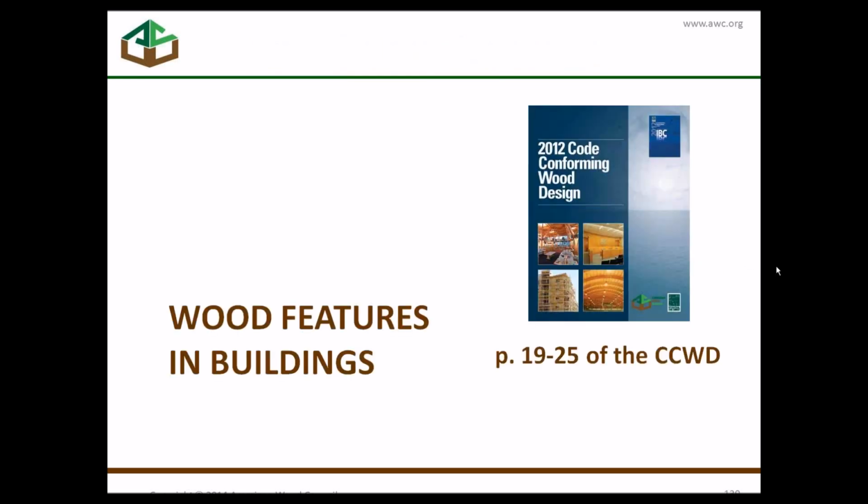Alrighty. I'm going to wrap this up with a number of wood features in buildings. At the very end, we're going to talk about reference standards as well. But I'll move through this fairly quickly. The primary value of this section of the Code Conforming Wood Design document, pages 19 to 25, is to give you a quick code reference to where to go, when you have a particular wood design feature and you need to know.